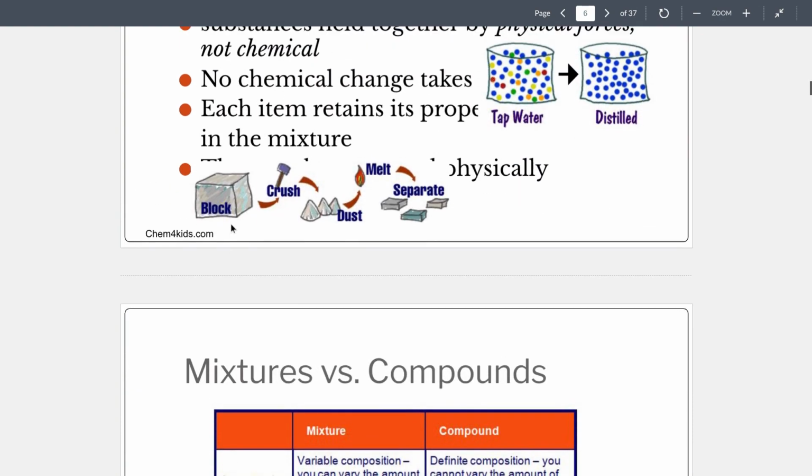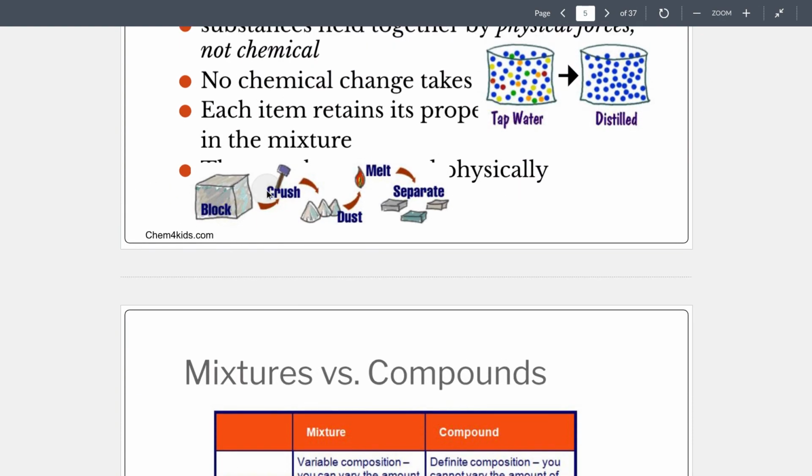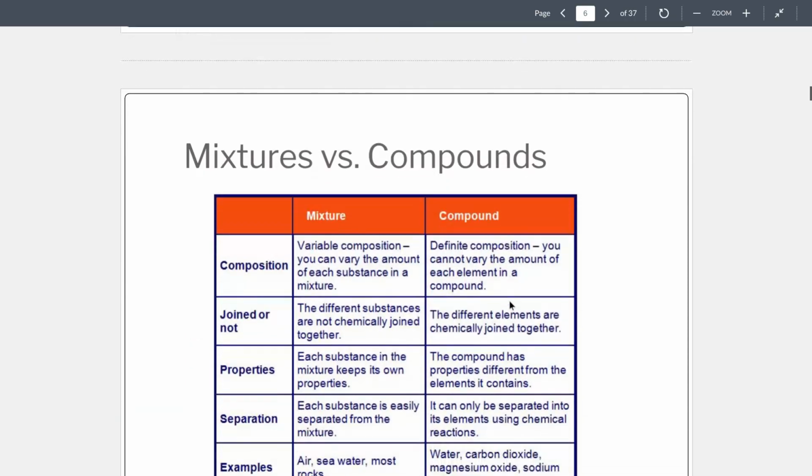Okay, like this. They show a block. You can crush it, that's physical. Turn it into dust, that's still physical. Melt it, it's still physical as long as the melting doesn't change it chemically. And then it separates into separate things, okay? Because they might solidify at different temperatures or whatever. I can take this block that's mixed up stuff and physically separate the parts of it, okay?